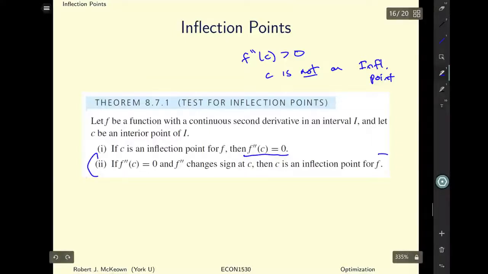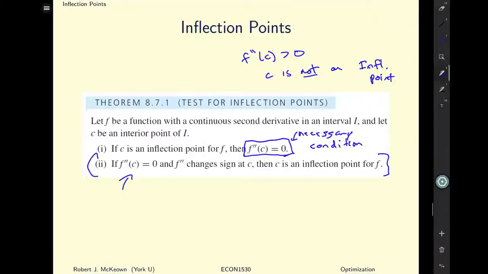And this is what's kind of giving us the algorithm we followed for finding inflection points. Right? We used the sign diagram to show that the function was going from being concave to being convex, and therefore, when the second derivative was equal to 0, it was actually an inflection point. So this is just a necessary condition, not a sufficient condition. And this gives us the recipe for going out and finding whether a point is an inflection point.